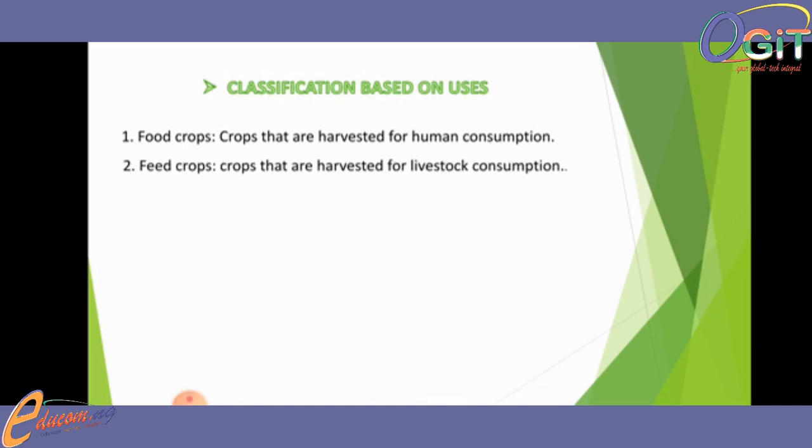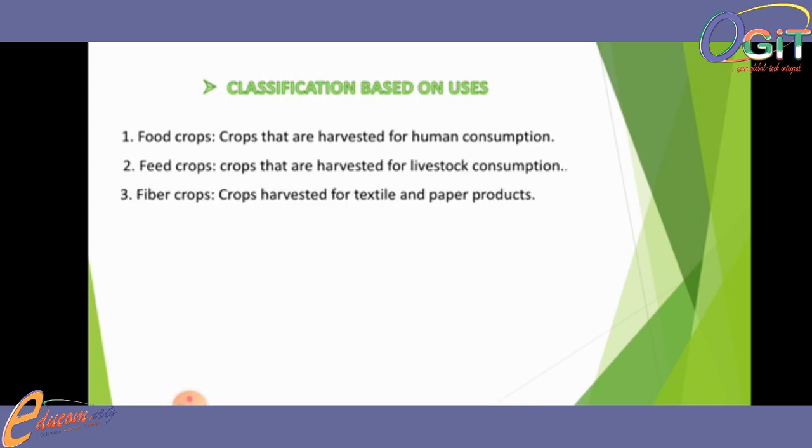Number two, we have feed crops, the crops that are harvested for livestock consumption. These are crops that are grown for vegetative matter for livestock to feed on. They can be used for making silage. Examples are sorghum, guinea grass, and elephant grass.